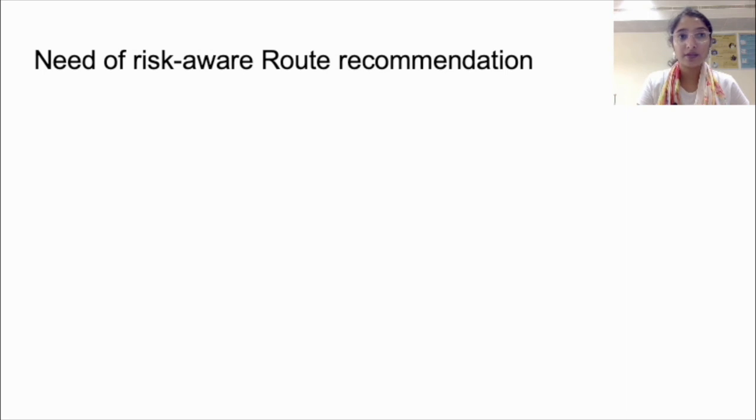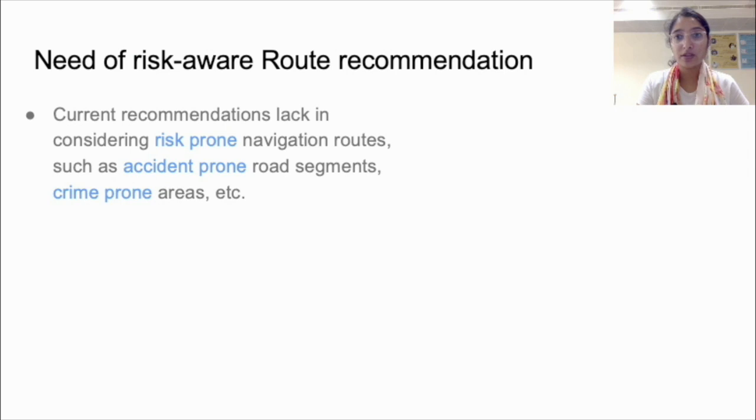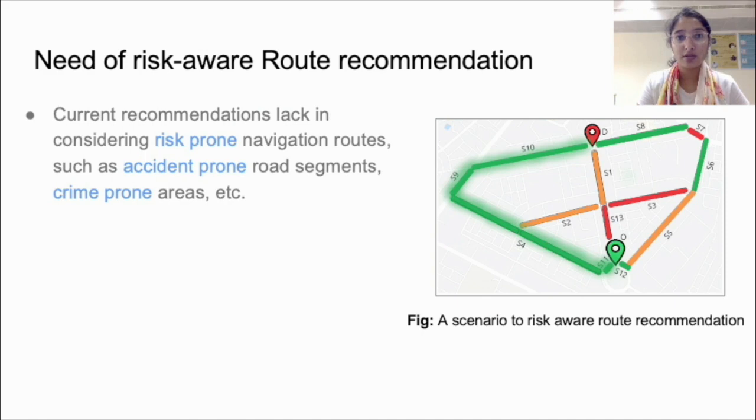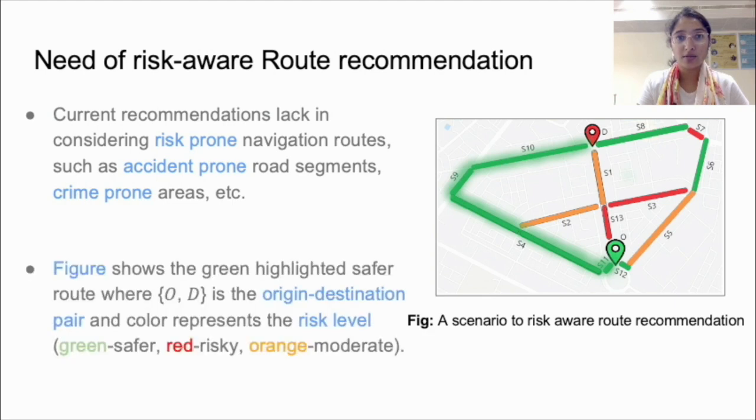I am starting with the need of a risk-aware route recommendation. Currently, route recommendation systems do not consider risk as a factor for navigation recommendation, for example, providing routes which are accident or crime free. These types of recommendations are helpful for tourists and the general public. As we can see in the figure, there is a scenario of risk-aware route recommendation where origin and destination are given and route segments provide the risk level of the road, and our system will provide a safer route, which is highlighted in green.